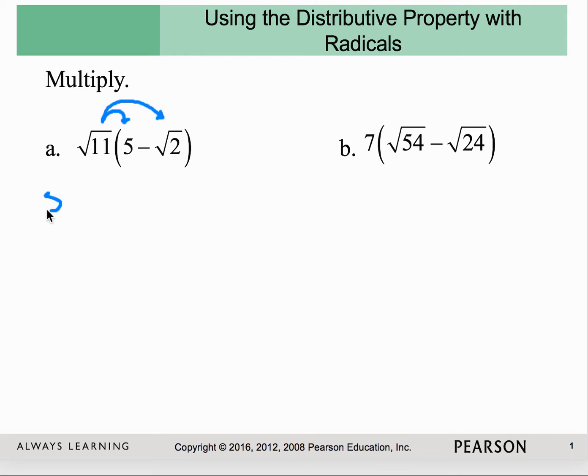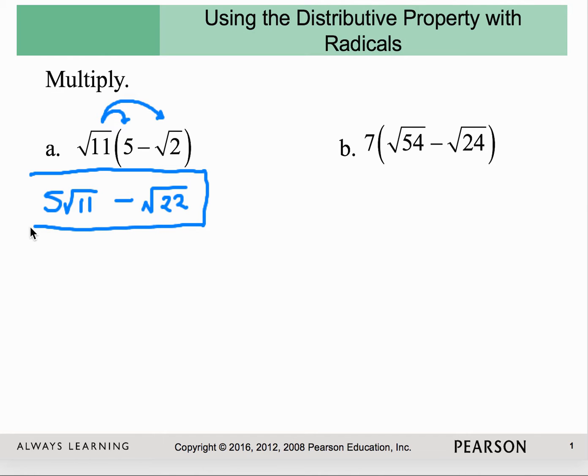So this would be 5 times the square root of 11. Okay, the 5's not under a radical, don't put it under a radical. The 11 is under a radical, leave it under a radical. And then minus, and this time the 11 and the 2 are both under radicals. So multiply them together and leave them under the radical. Now, I would need to see if these radicals simplify, but of course 11's a prime number, so it doesn't have any factors. And 22 is only 11 times 2, so it doesn't have any factors that are perfect squares. So that's it for it.